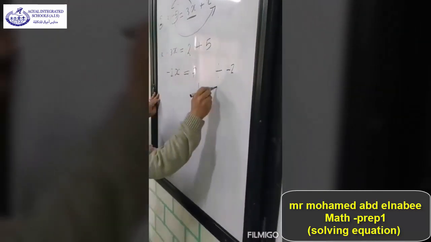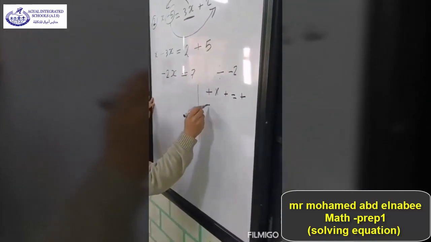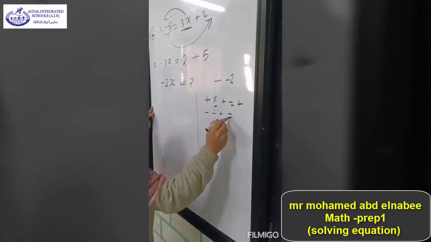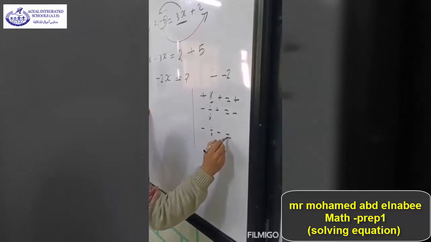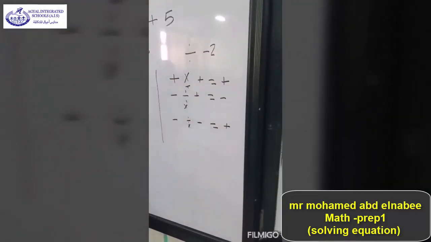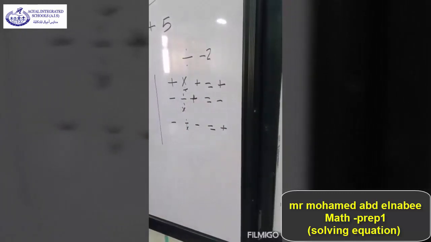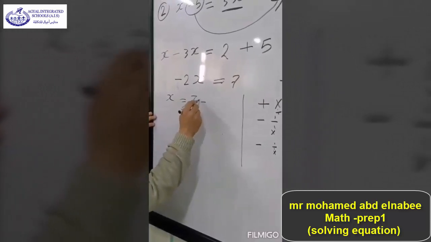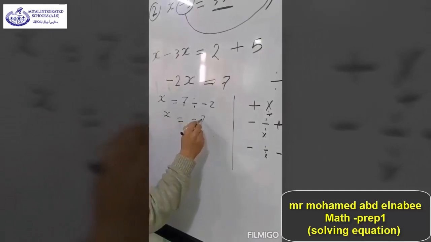Now, remember the sign law. Positive times or divided by positive equals positive. Negative divided or times positive equals negative. Negative divided or times negative equals positive. So, if the two signs are the same, it gives positive. But if the two signs are different, it must give negative. Like this, we divide by negative 2. So x equals 7 divided by negative 2. x equals negative 7 over 2.